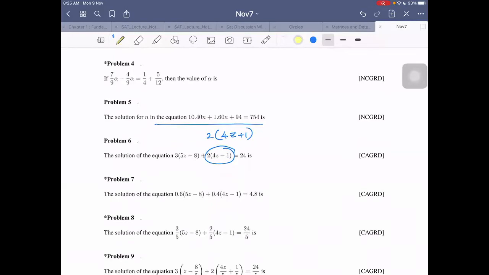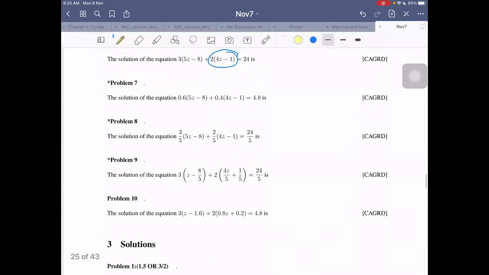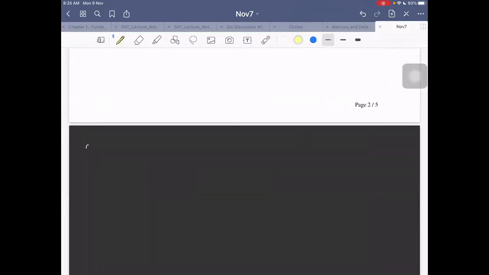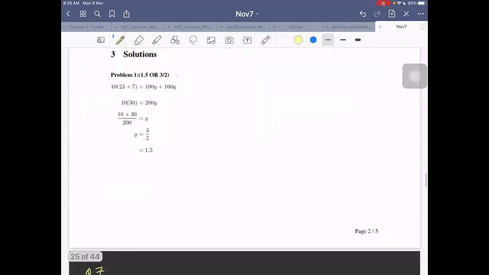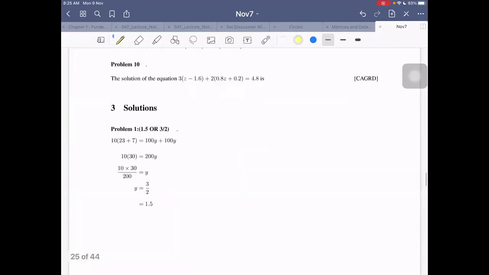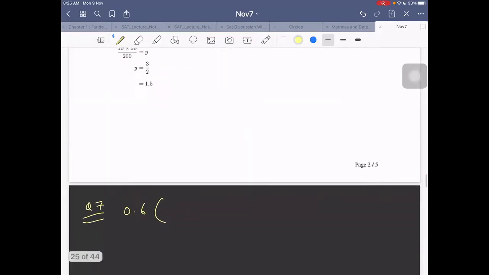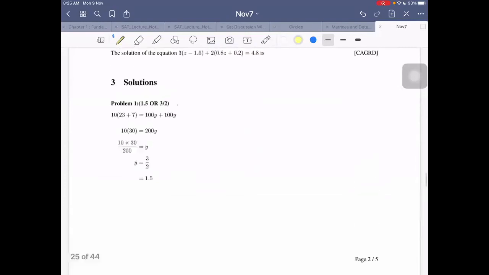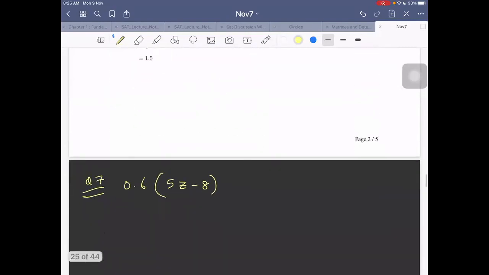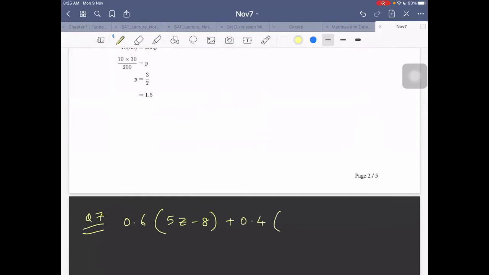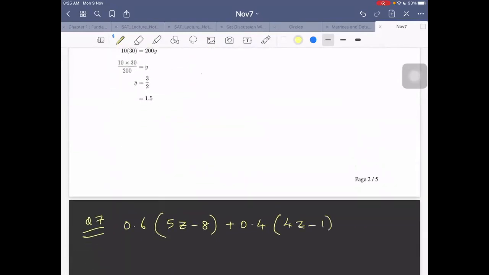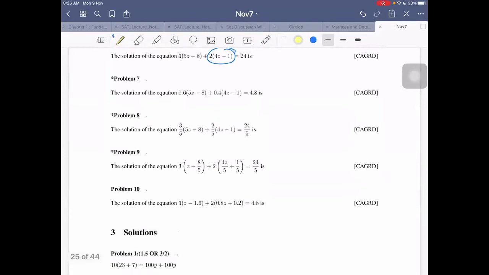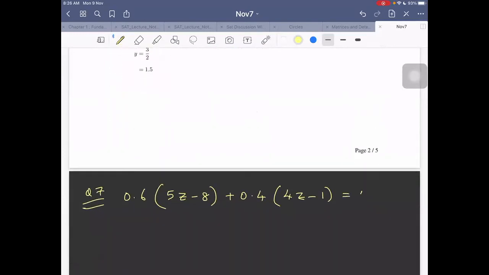Now let's go to the next question. Question number 7. So here you have decimal numbers, 0.6 times 5z minus 8 plus 0.4 times 4z minus 1 is equal to 4.8.